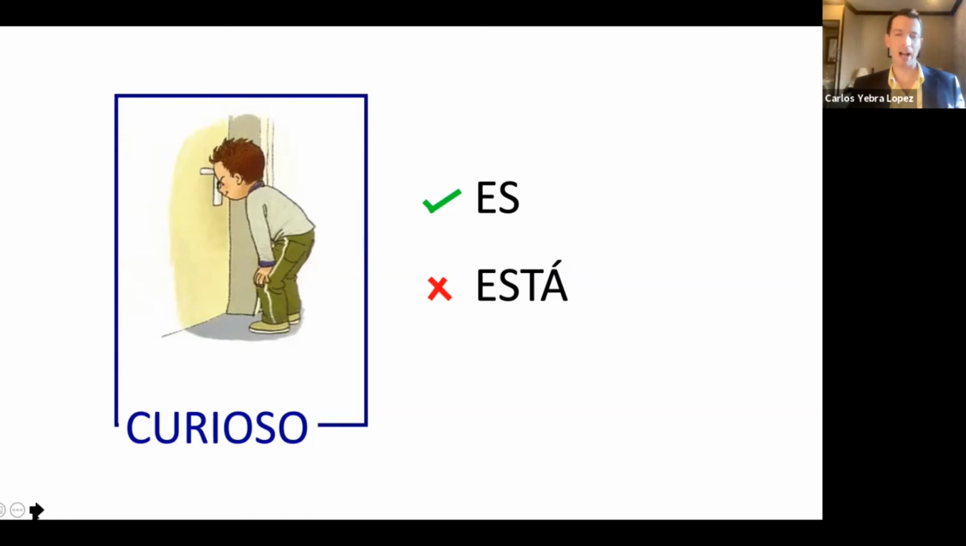él está curioso de saber su nota en el examen. He's curious about his grade in the exam in that specific context because the object of his curiosity is exclusively his exam grade, so nota del examen. Then está curioso will be correct. But here we're talking about a personality trait. We're not talking about a particular situation.